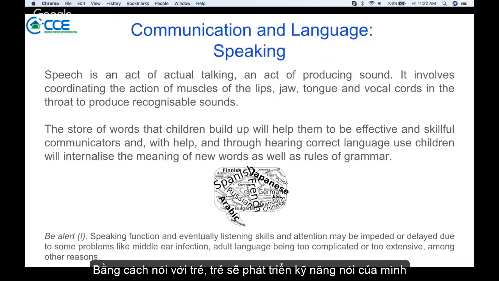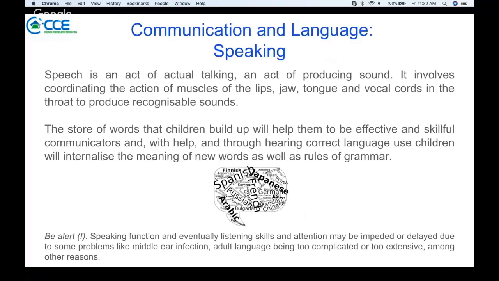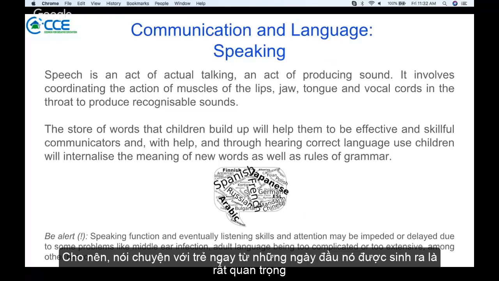Of course, by speaking to a child and with a child, children develop their speaking skill. Children learn new words. They have to hear the words. They have to hear the structures in order to internalize the language as such. So again, it's very important to speak to a child from the very first day he is born.